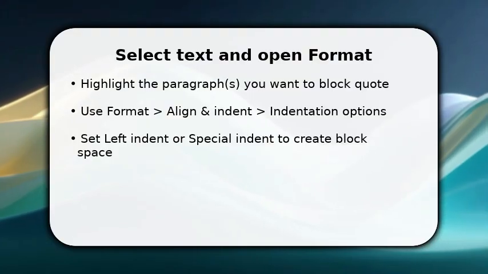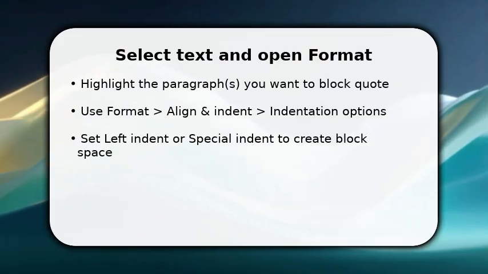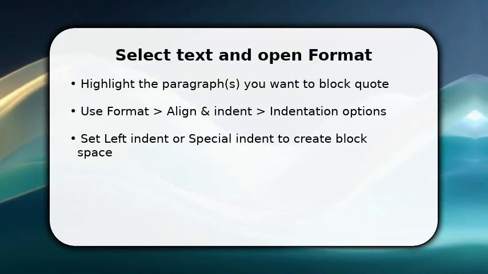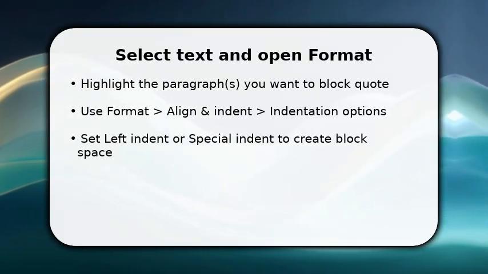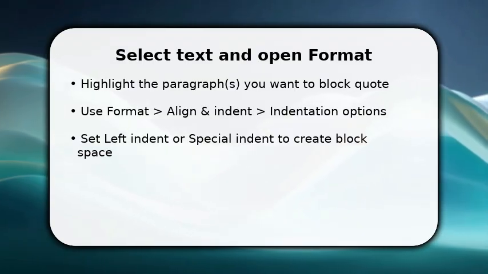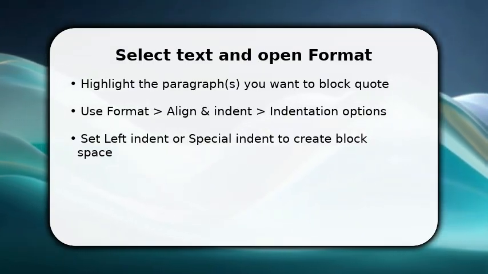You start by selecting the exact paragraph or paragraphs to become a block quote. This ensures only the intended text shifts. Once selected, open Format, then Align and Indent, and choose indentation options so you control margins precisely.